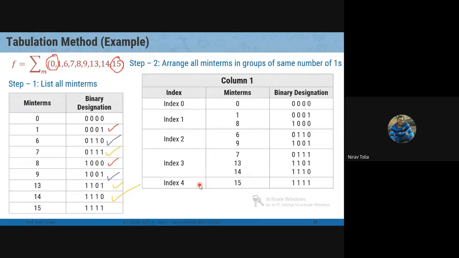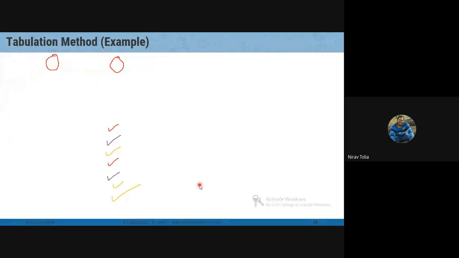Does anyone have any doubt in this, how to make column 1? If there is no doubt, please write down clearly, then I will move forward to the second rule. Okay, so let's move to rule number 2.